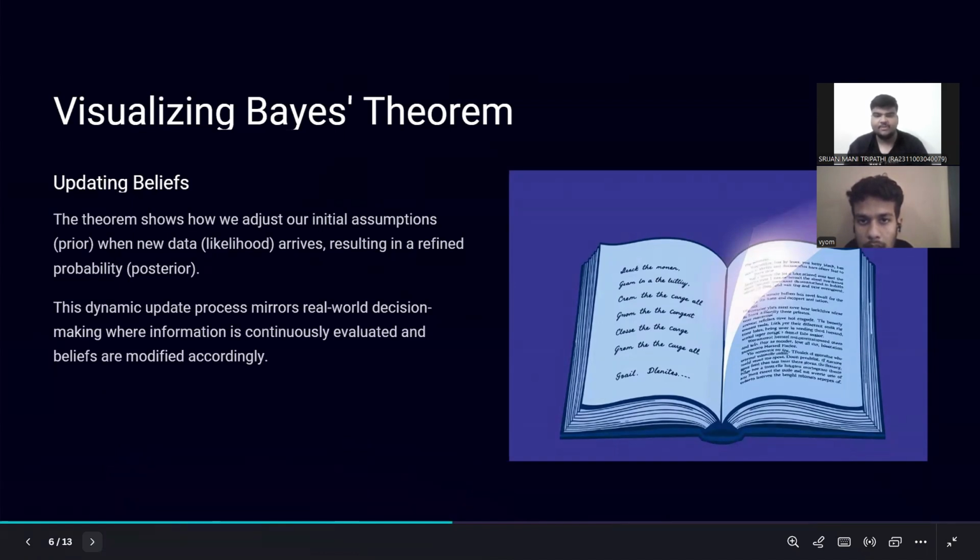That's just around 16%. This example shows how Bayes' theorem helps us to avoid being misled by surface level statistics and instead understand the true likelihood behind events. And this logic applies not just in medicine, but in filtering spam emails, predicting system failures, or assessing risk in finance.